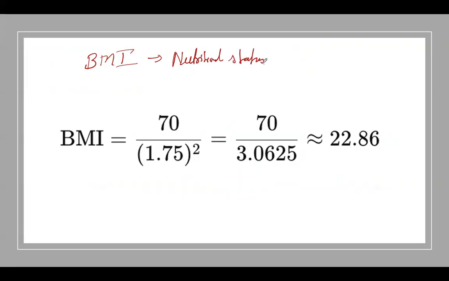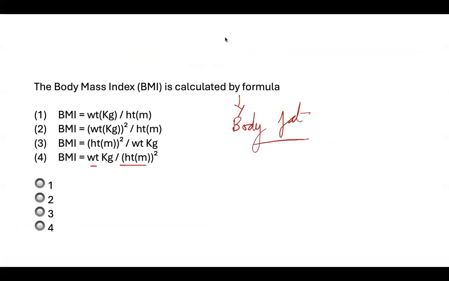Okay, so they can ask you which of the following is not a limitation. The limitation is what? They cannot differentiate between fat and muscle, fat from the lean body mass. Okay, so it does not consider the muscle mass. So this is the limitation. So let's move to another MCQ.